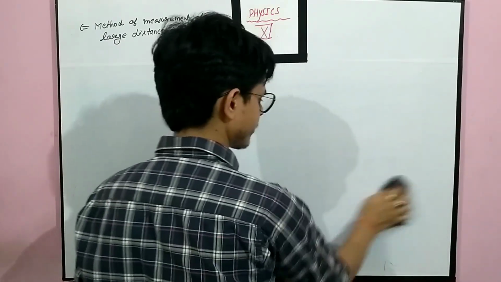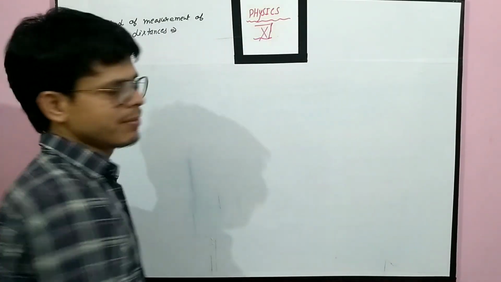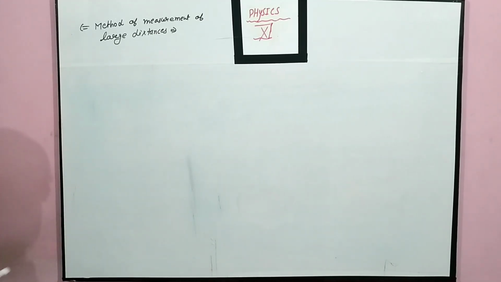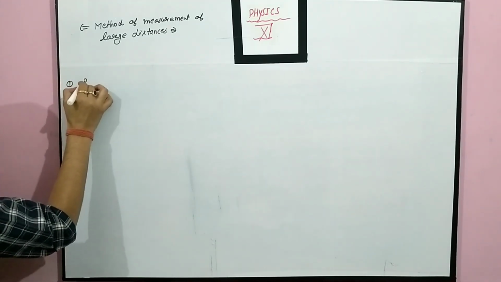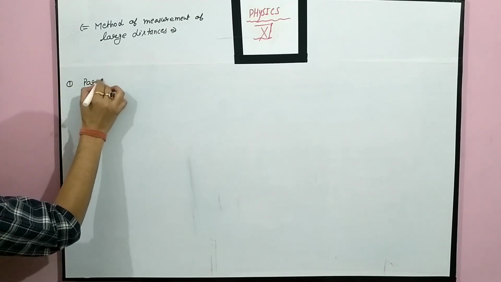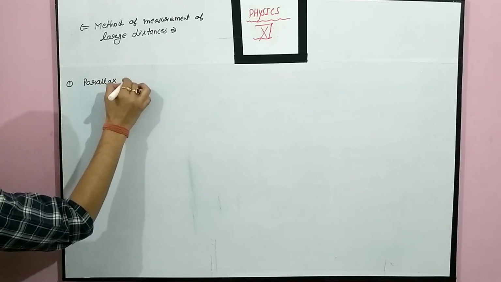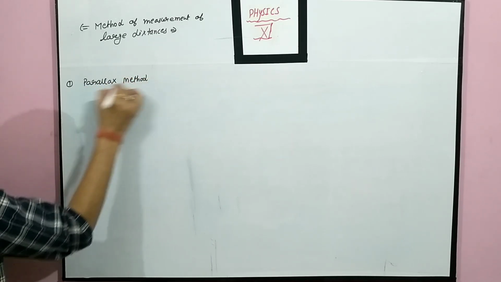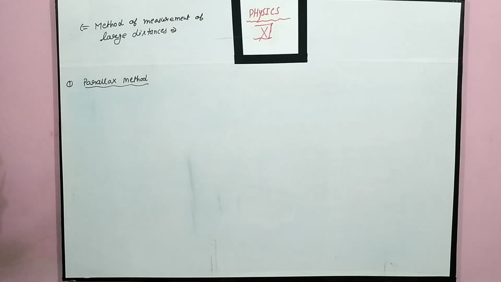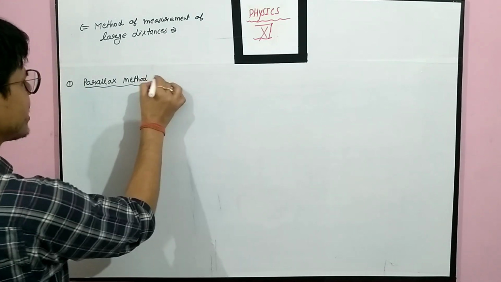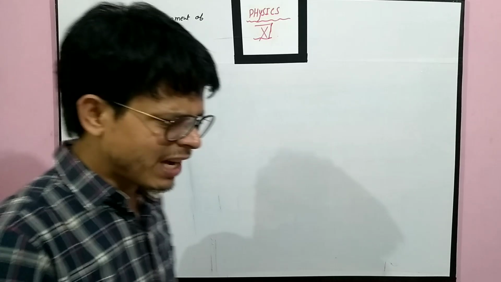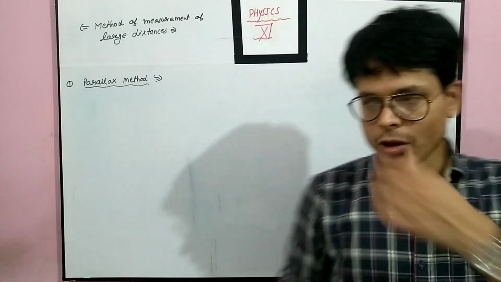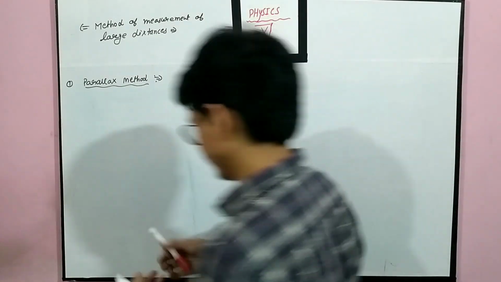Now, the next method for the measurement of large distances, a very, very important method, is called the parallax method. What is this? This is called the parallax method. This is another method for the measurement of large distances. Where do we use this method? Normally we use this method.